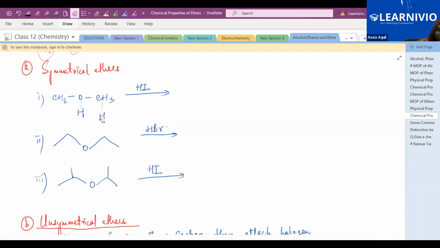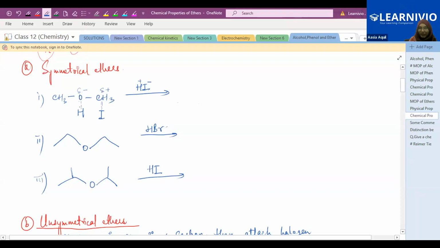CH3, because iodine is negative. This is negative, H plus. It will dissociate into H plus and I minus. Similarly, oxygen will have a partial negative charge and the carbon will have a partial positive charge. So iodine will come and attach to the partial positive, because iodine is electronegative. It has a negative charge on it, so it will try to make a bond with this.